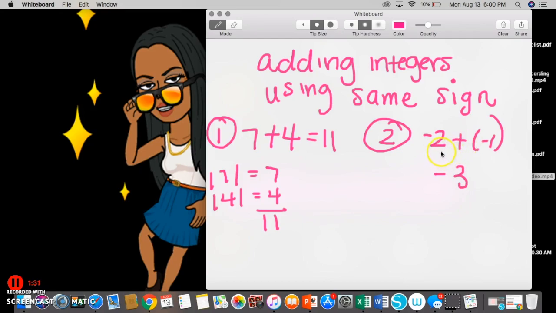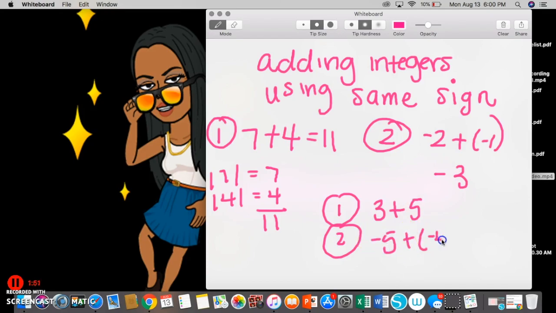We're adding integers that have the same sign, which is negative. So therefore, our sum will be negative. I'm going to give you two examples to work on, and I will give you the answer shortly. So the first one I want you to work on is 3 plus 5, and then negative 5 plus a negative 4.